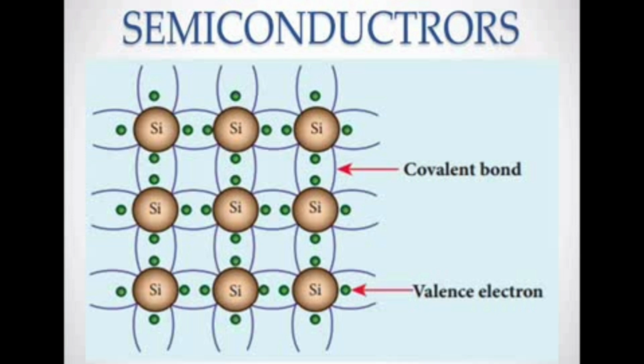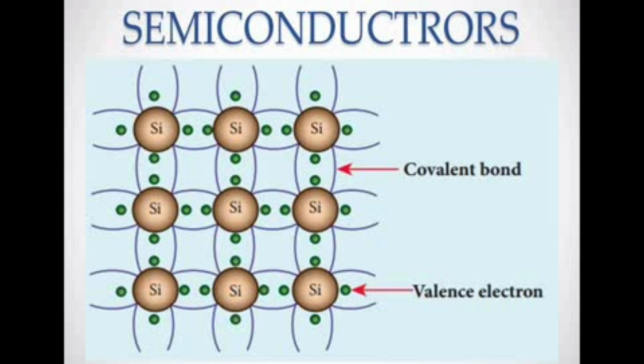What is meant by impurity? Suppose you are taking silicon, it contains only silicon atoms. Suppose any other atom is mixed with the silicon, it is called an impurity. So without any impurity, the pure form of an element is called an intrinsic semiconductor.